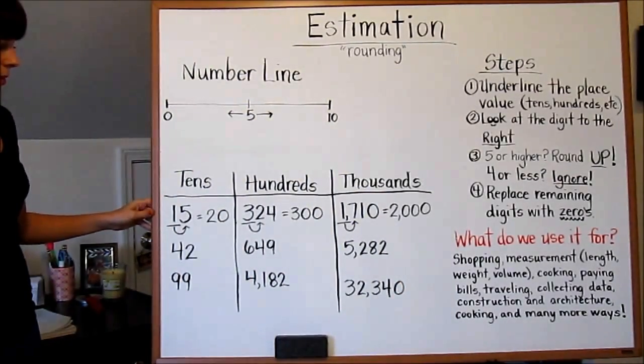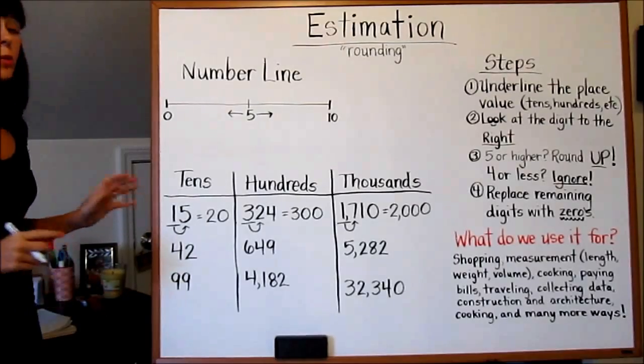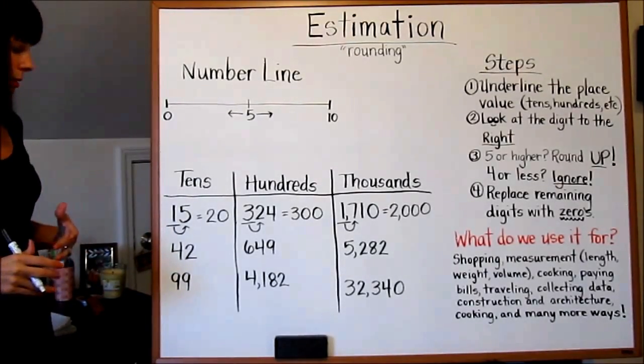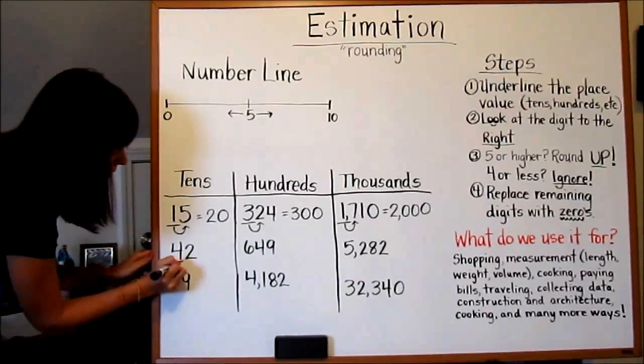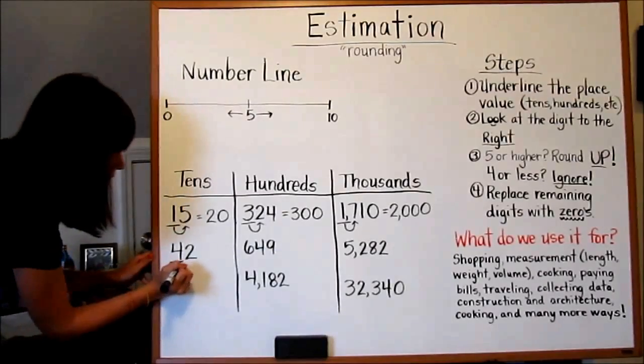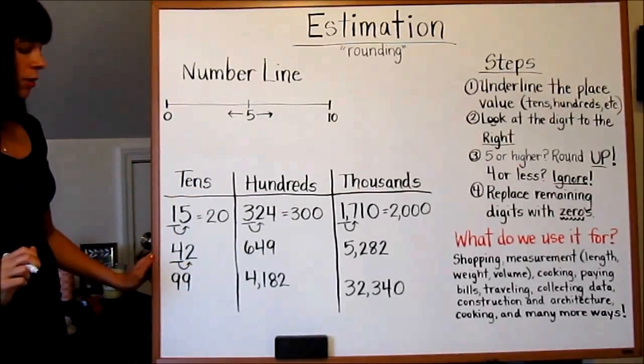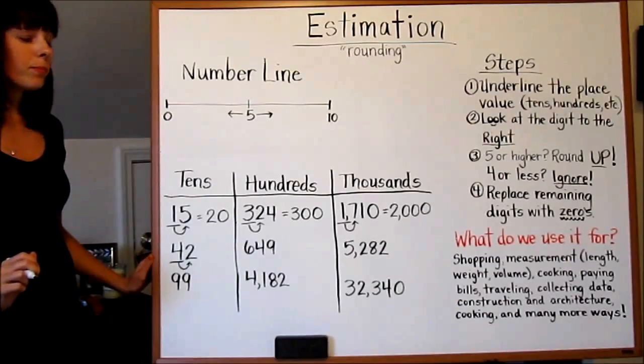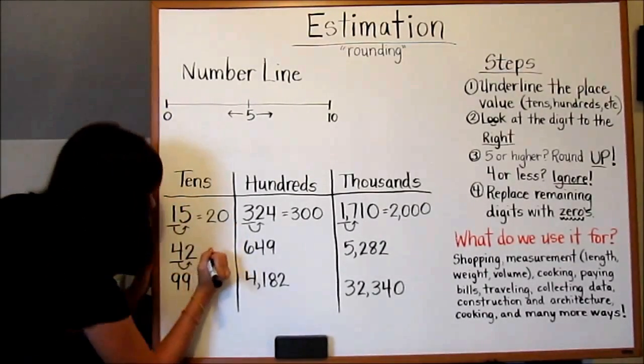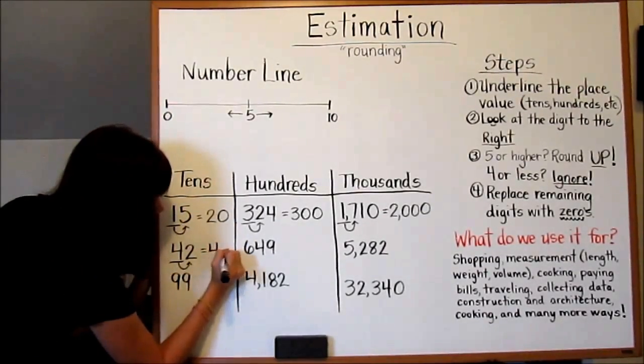Okay, so with these 2 numbers, I'm still rounding to the nearest tens place. So I'm going to underline my tens place digit, look to the right, and what would that number be rounded to? 40 or 50? If you said 40, you are correct.